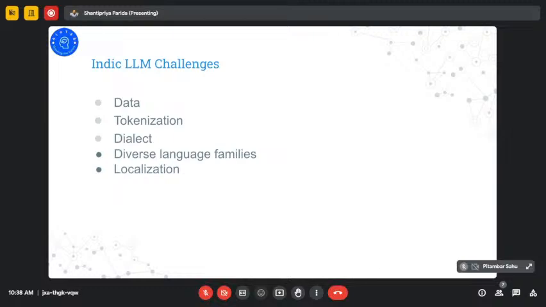Even with dialects, inside India we speak a lot of dialects. For example, in Odisha, if you go to different regions, the dialects will be completely different. Maybe in Berhampur they use different dialects, Sambalpur has different dialects, or maybe Koraput, or if you go to Talcher. So that is another challenge, dialect. And we have diverse language families. Another main challenge is localization. Even if these models are trained in English, how can they understand our localization, our context, like our culture, our festivals, our personalities, or our region? That is also another challenge in building these language models.